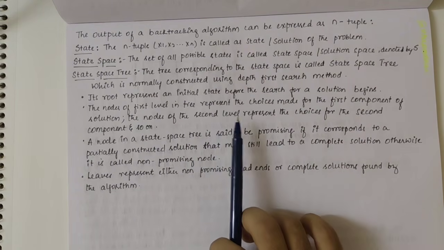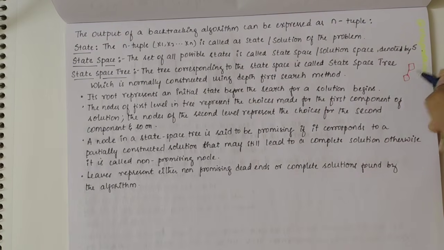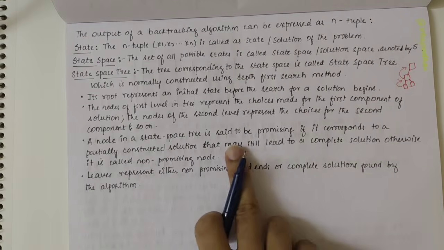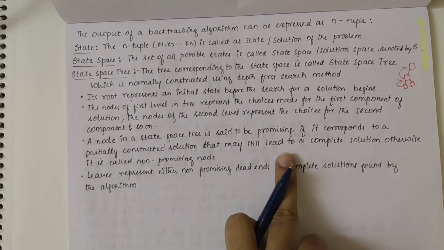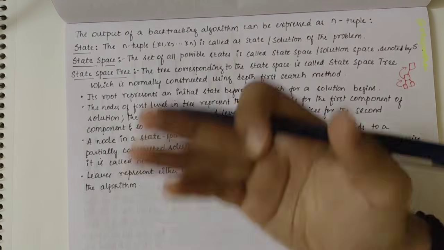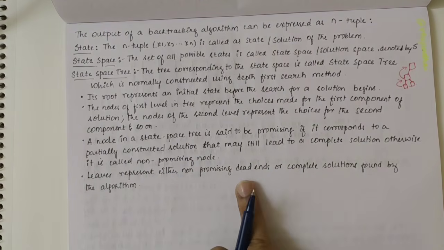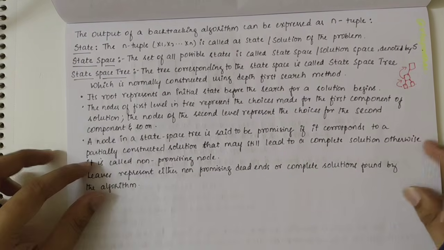Yes, the nodes of the second level represent the choice made for the second component, and so on. This is the root, and these are the choices made for this particular component, and these were the choices made for this particular component, and it goes on till the end. So a node in a state space tree is said to be promising if it corresponds to a partially constructed solution that may still lead to a complete solution. Otherwise, it is called a non-promising node. We understand by definition itself. Leaves represent either non-promising dead ends or complete solutions found by the algorithm. This again depends on which problem we are dealing with.